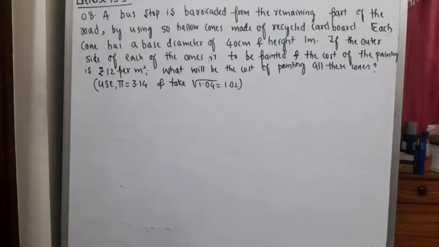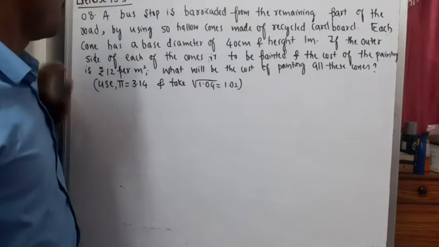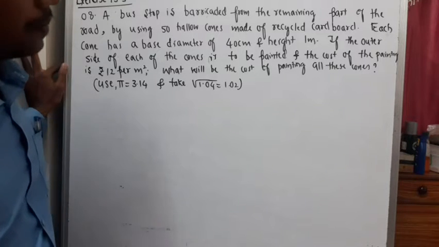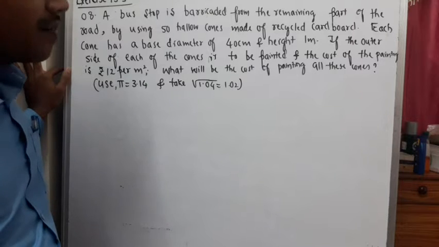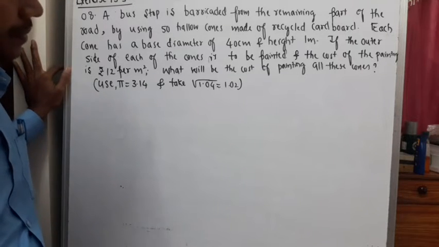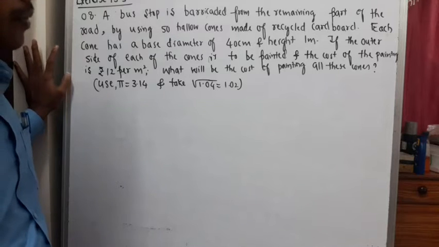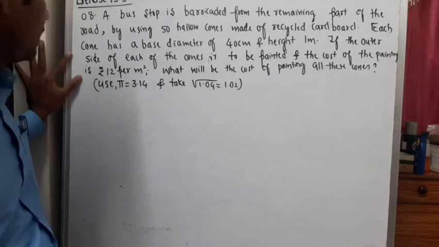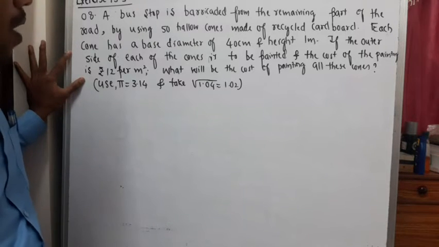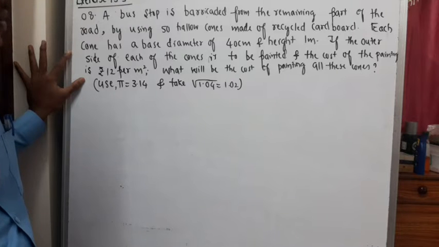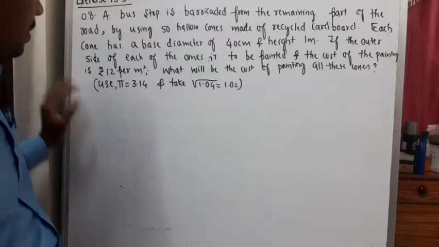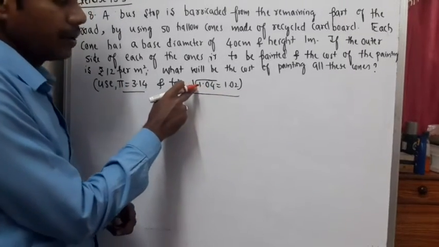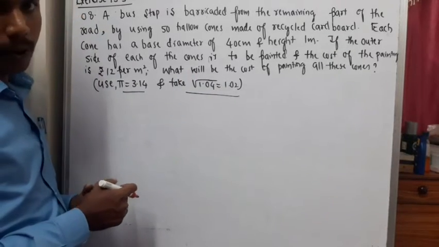8th question. A bus stop is barricaded from the remaining part of the road by using 50 hollow cones made of recycled cardboard. Each cone has a base diameter of 40 centimeter and height 1 meter. If the outer side of each cone is to be painted and the cost of the painting is rupees 12 per meter square, what will be the cost of painting all these cones? We need to make use of pi is equal to 3.14, and for our convenience they have given root 1.04 is equal to 1.02.